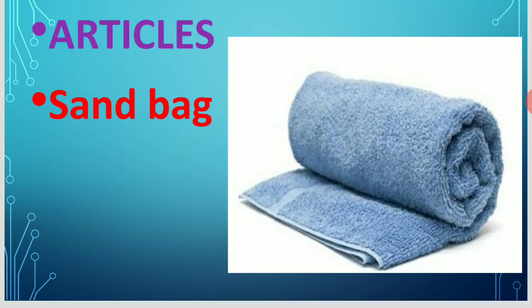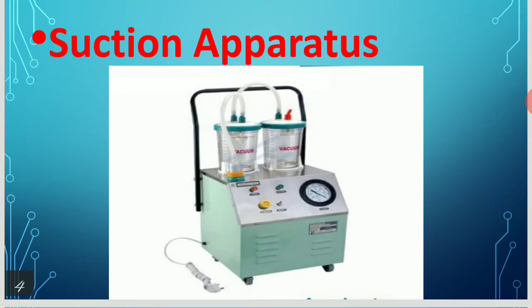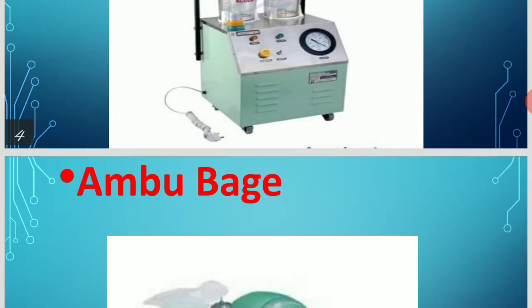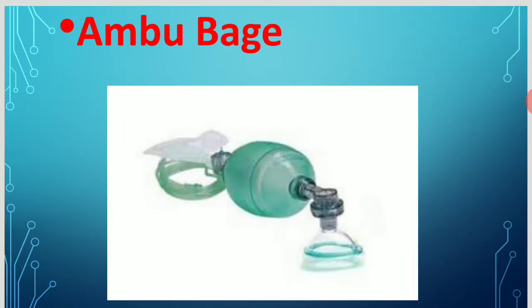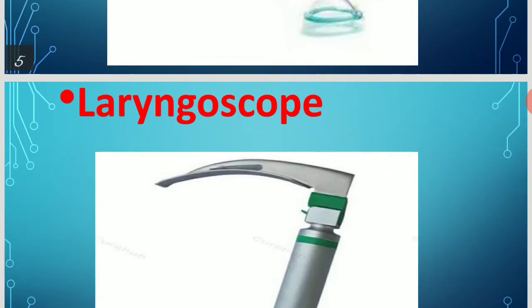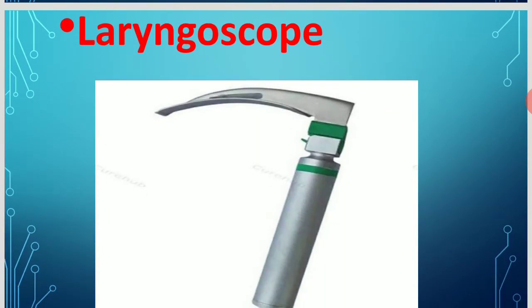First is the sandbag, which is placed under the patient's neck. Next is the suction apparatus to remove the patient's secretion, and the ambu bag to deliver oxygen so the patient can breathe easily. Then the laryngoscope, used for visualization of the patient's larynx and easy insertion of the endotracheal tube. Various blade types are used according to age.